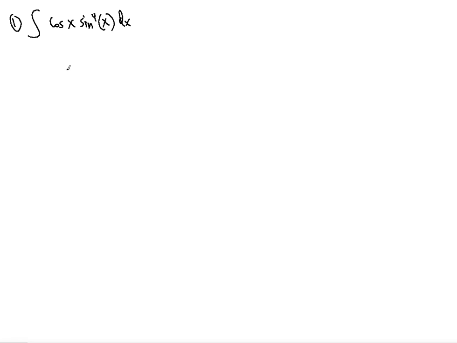So to find the antiderivative, you will use the u substitution. And the u is going to be sine. And how do I know that it's going to be sine? Because the du is going to be the derivative of that, right? The derivative of sine is the cosine, so cosine x dx.